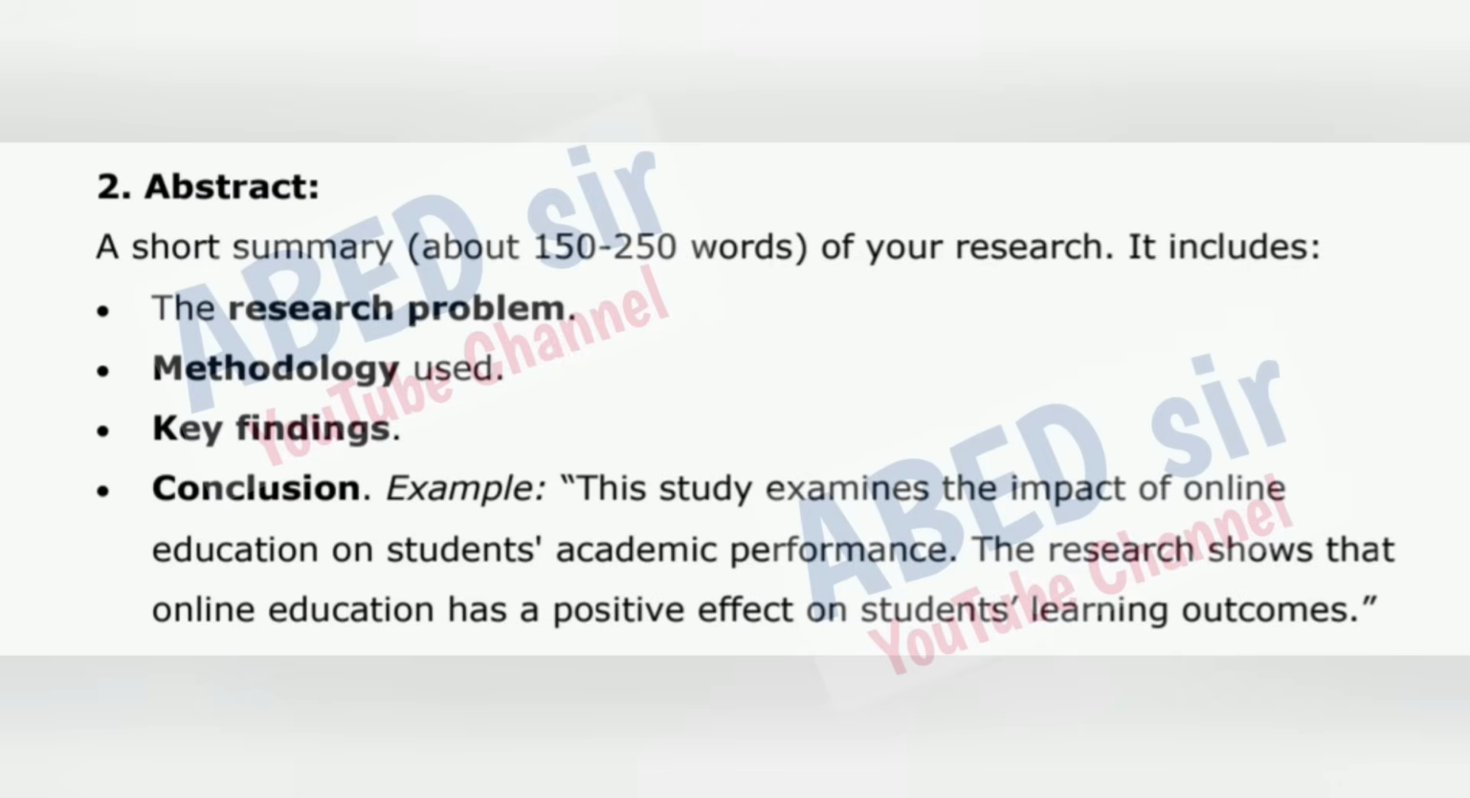2. Abstract. A short summary, about 150 to 250 words, of your research. It includes the research problem, methodology used, key findings, conclusion. Example, this study examines the impact of online education on students' academic performance. The research shows that online education has a positive effect on students' learning outcomes.